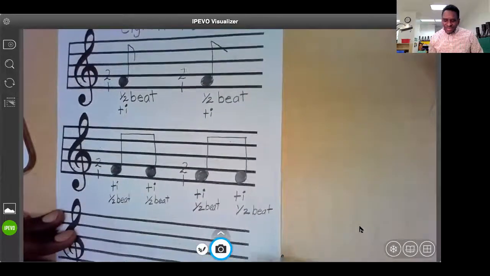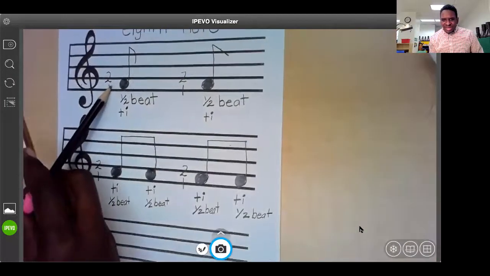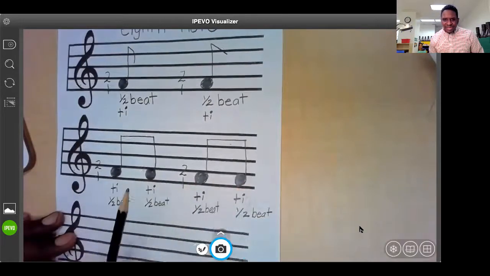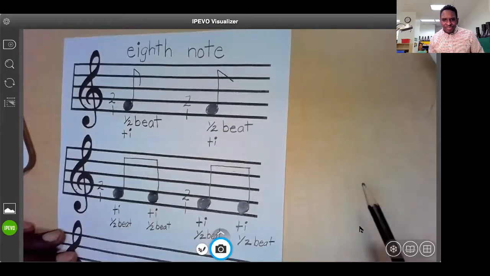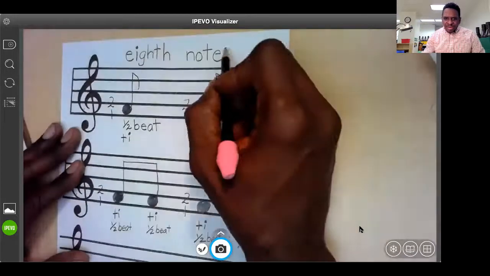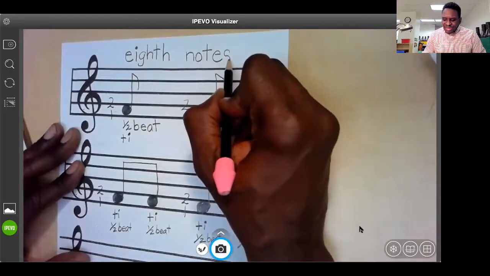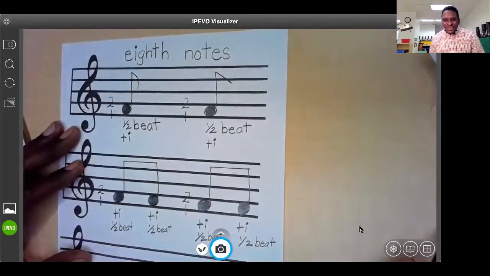So you have your single 8th note, and you have your 8th note pair. Either way, these are eighth notes, okay? And at the end of our word, because we wrote many eighth notes, let's put an S on the end of that, eighth notes.